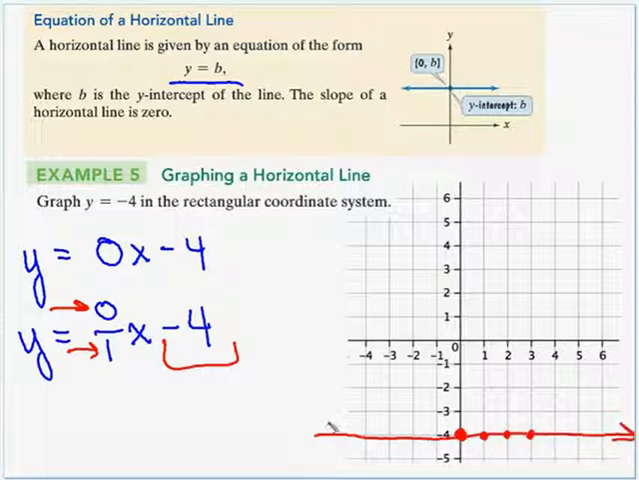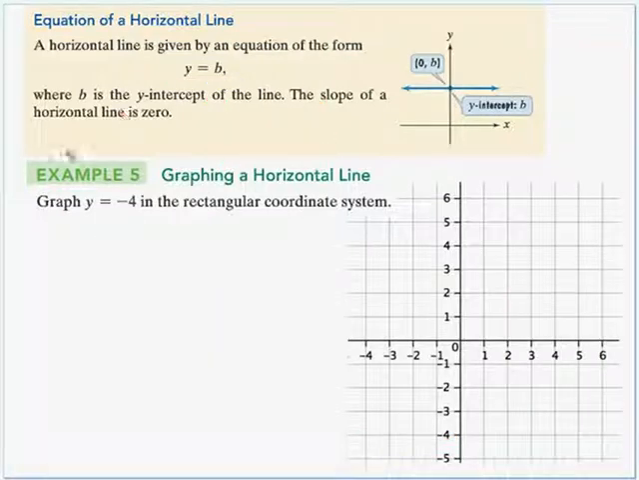Connect the dots, and we have our horizontal line. It's easier to think when you see y equals a number like negative 4. You know that's the axis that you touch, the y-axis, at the point negative 4. And that's the only time you touch the x or the y-axis. So we are going to have to be parallel to the x-axis, which makes our line horizontal.